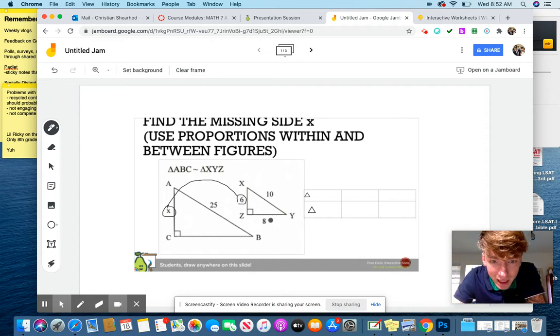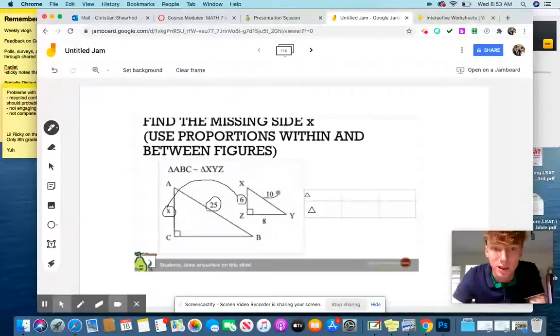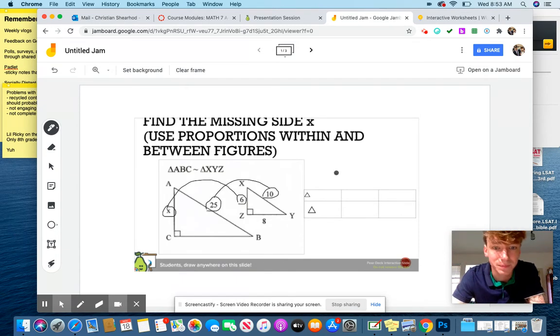It looks like 8 doesn't have a number with its corresponding side. This side doesn't have a number, so we can't use that, right? We need 2 more numbers. So it looks like this long side, this 25, goes with this long side of this one. So we'll connect those.